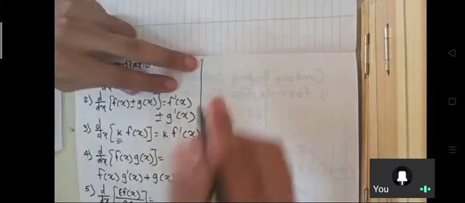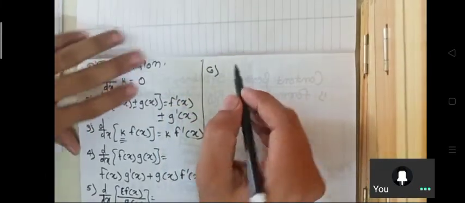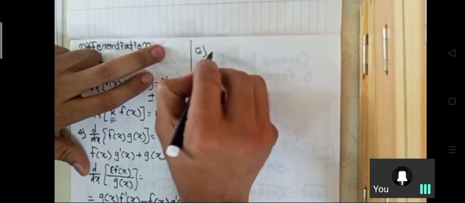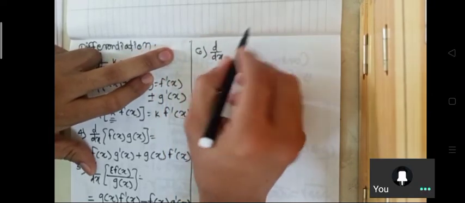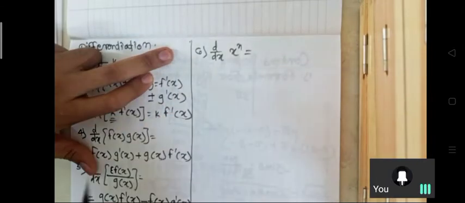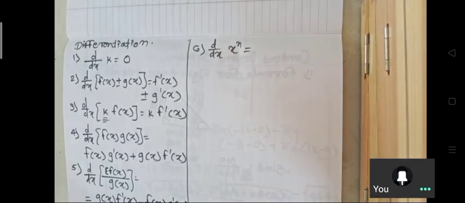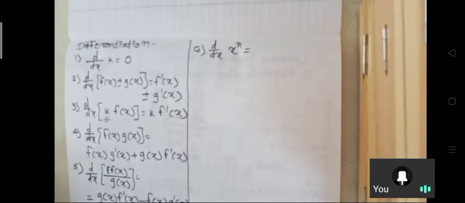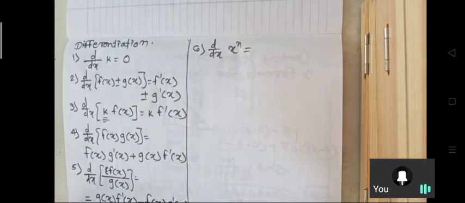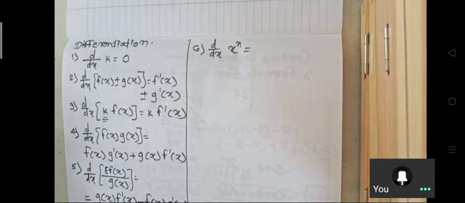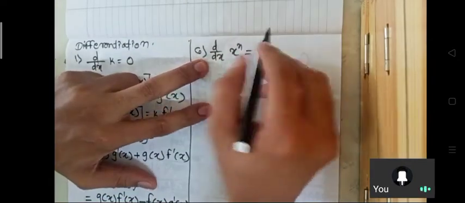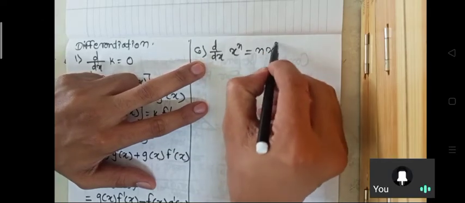So next one is, let's say, the sixth one. D by dx of x raised to n. So what is the answer for this derivative? X raised to n. N into x raised to n minus 1. Correct. So this is n into x raised to n minus 1.